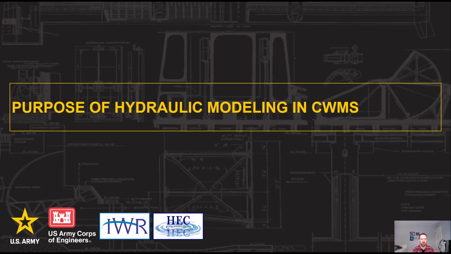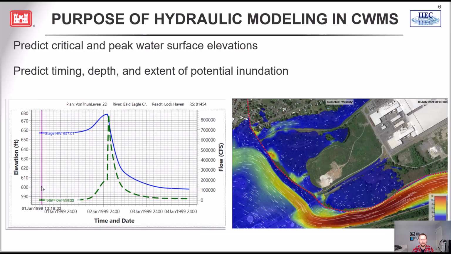Now let's talk about the purpose of hydraulic modeling in SWIMS. Why might you need to run an HEC-RAS model when running a real-time forecast? In the most basic terms, the purpose of hydraulic modeling is to take the runoff flows and compute water surface elevations within the river system. HEC-RAS allows us to predict the timing, depth, and extent of potential inundation within our system.